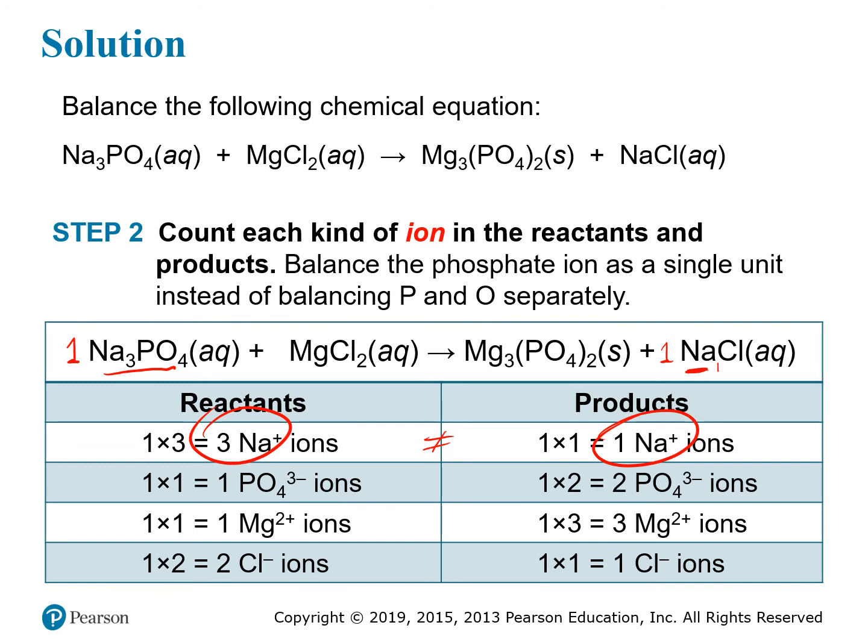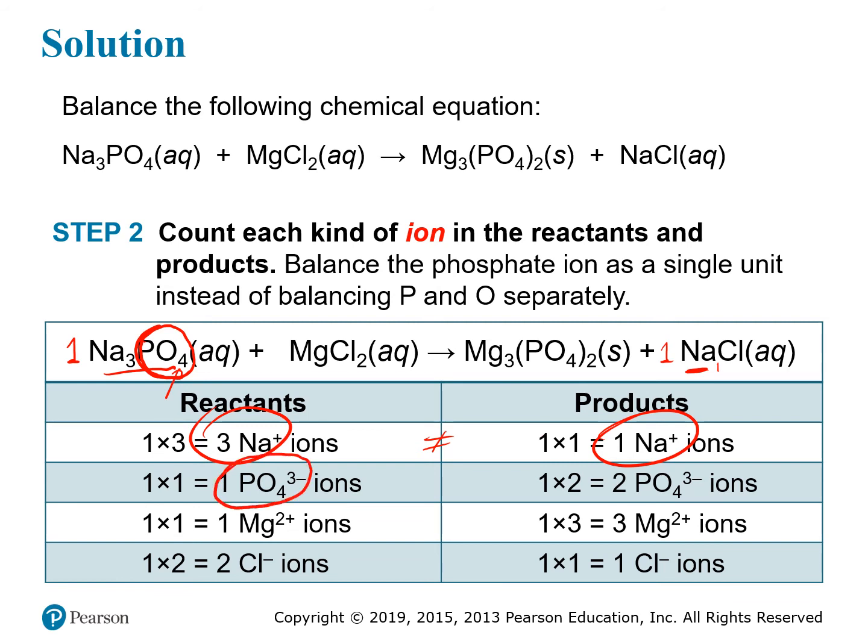Going to the next row, we're dealing with a phosphate ion. On the left-hand side, we have 1 phosphate ion. Don't get confused by this 4 here. That 4 just means that in that phosphate ion, there are 4 oxygen atoms. But it's just 1 phosphate ion attached to the 3 sodium ions. So it's just 1 phosphate on the left-hand side.